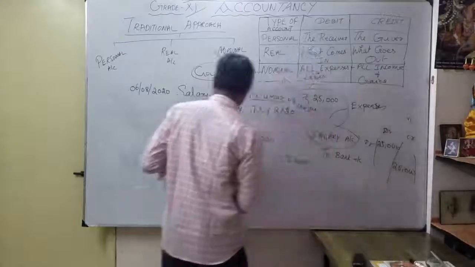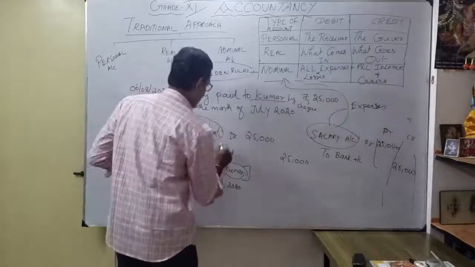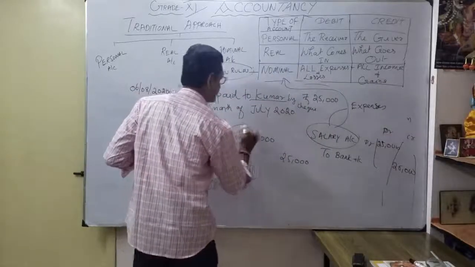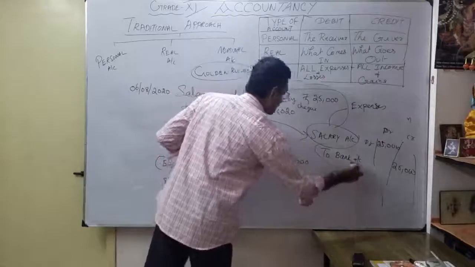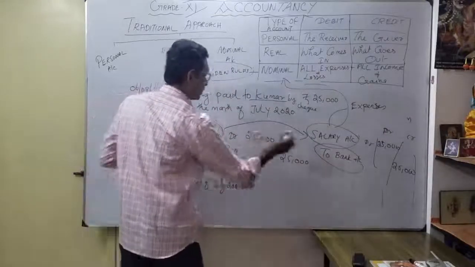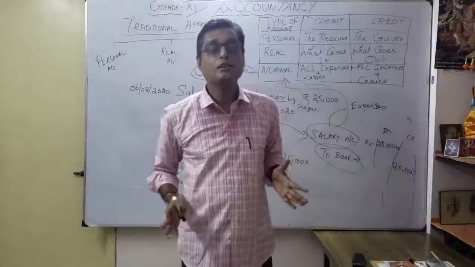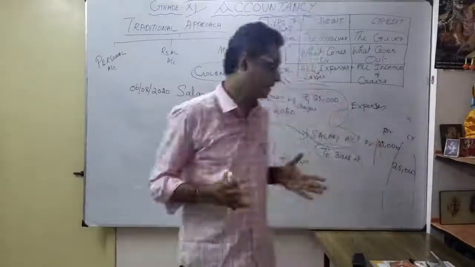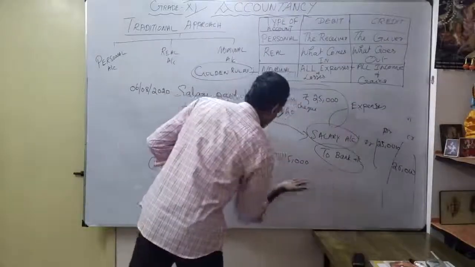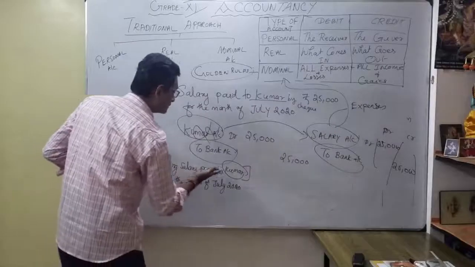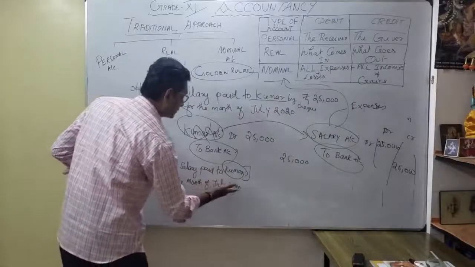Okay, so this entry is wrong. See here, only the debit changes. See here and here, the credit is the same, no issue. Only the debit part should be very careful whenever there is a salary transaction. So you have to mention the narration very clearly: being salary paid to Kumar for the month of July 2020.